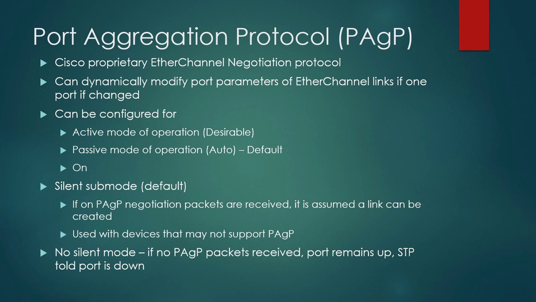Now, if we expect the other endpoint to reply with port aggregation protocol negotiation packets, we can turn that silent mode off. And what will happen in this case is, as port aggregation protocol attempts to negotiate, if it does not receive any type of replies or negotiation packets, it will not set up the Ether channel. In fact, it will keep the ports up, but it'll inform STP that those ports are in a down state, even though they're up.